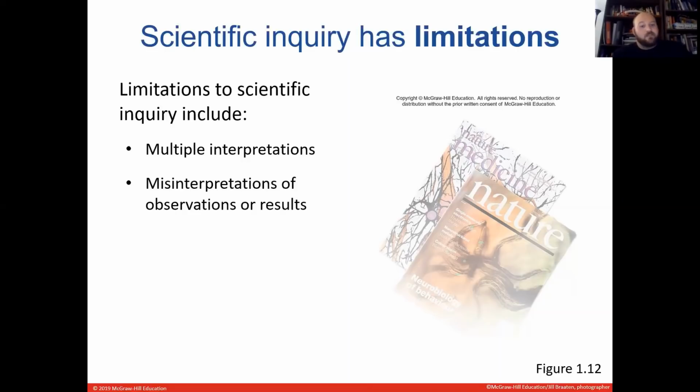There can also be a misinterpretation of the observations or results. Going back to our talk about controls and independent and dependent variables, say you set up an experiment and you didn't control for something properly. For example, I controlled for the amount of light my plants got and the amount of water my plants got, but you didn't necessarily control for the soil that they had.